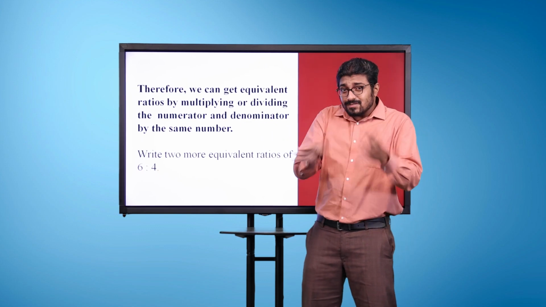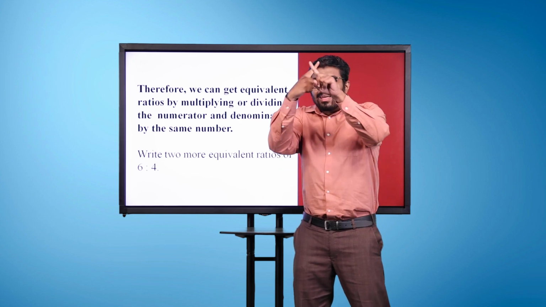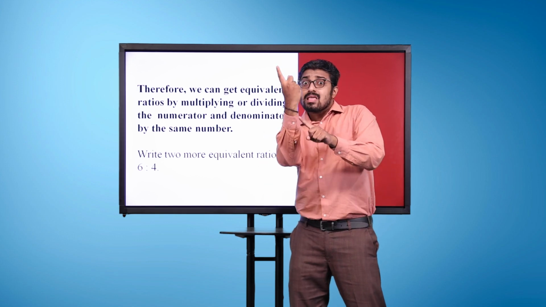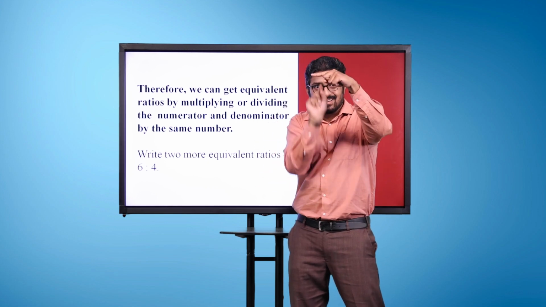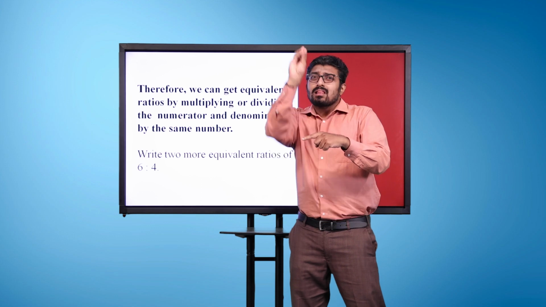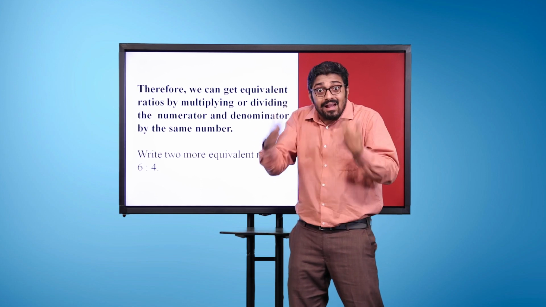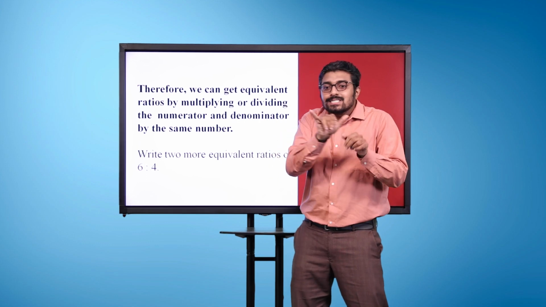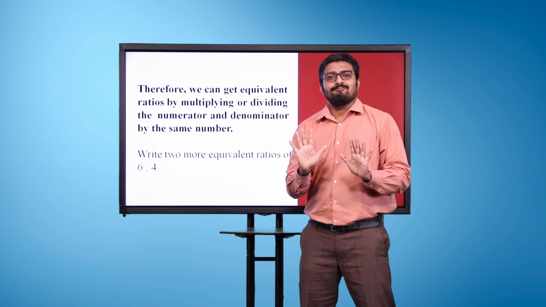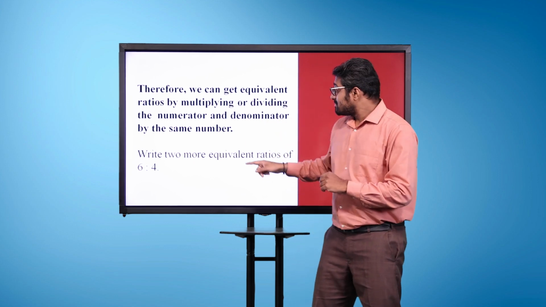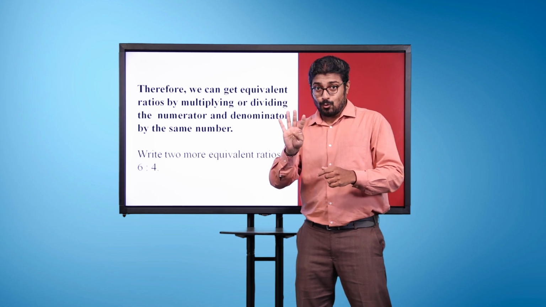Therefore, we can get equivalent ratios by multiplying or dividing the numerator and denominator by the same number. Write two more equivalent ratios of 6:4.